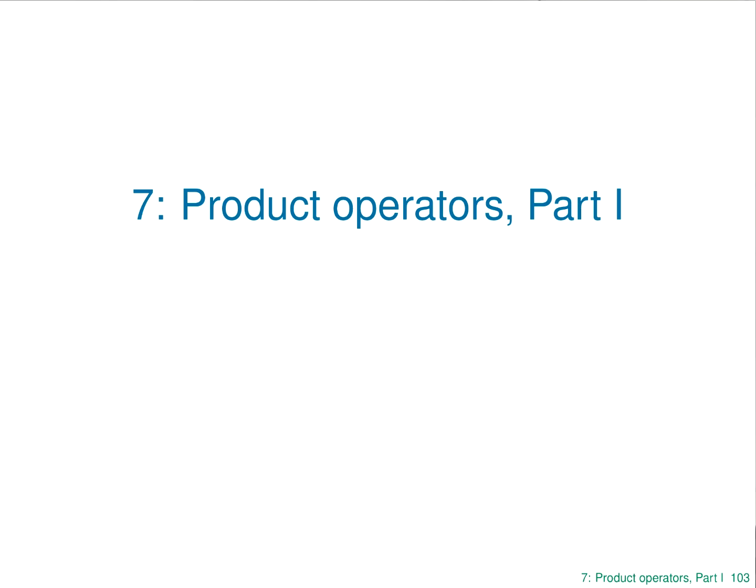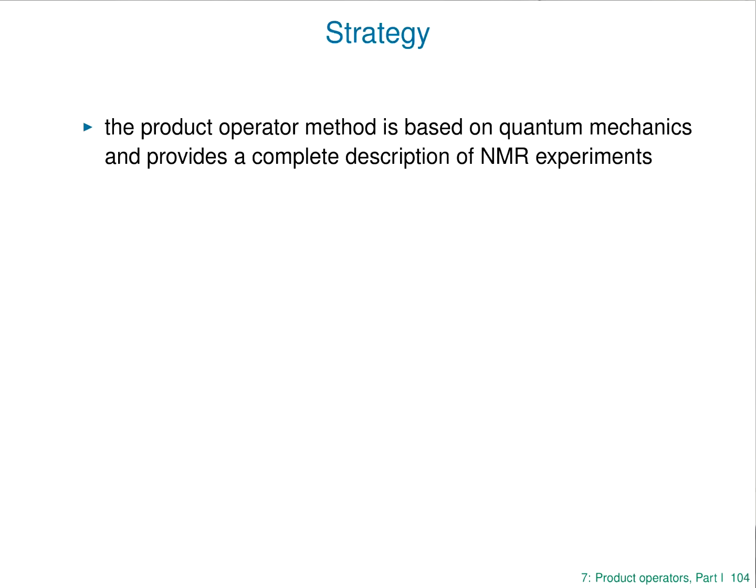This is the first of three sections about the product operator method for describing NMR experiments, and in a way this is really the heart of the course. It's the technique that you're going to need in order to be able to describe modern multiple pulse experiments. Now, the product operator method is a quantum mechanical method in contrast to the vector model, so it provides a complete description of pulsed NMR experiments.